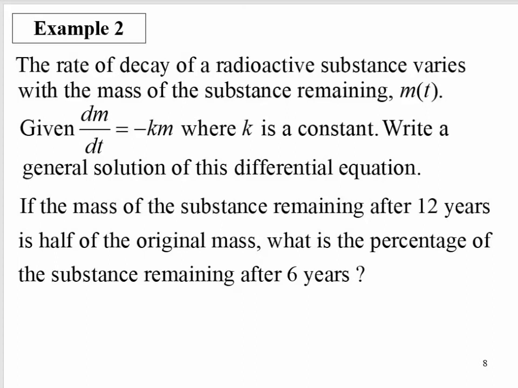Now let's look at example 2. So the question is, the rate of decay of radioactive substance varies with the mass of the substance remaining, m(t). Given that dm/dt equals negative km, so we have negative here because it is a decay, where k is a constant, write a general solution of this differential equation.